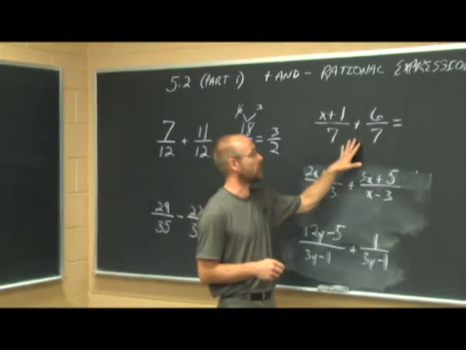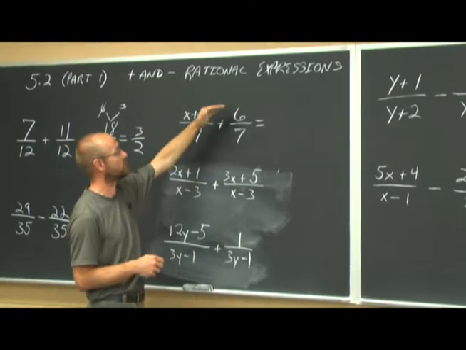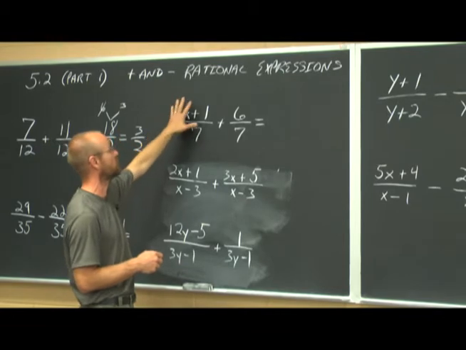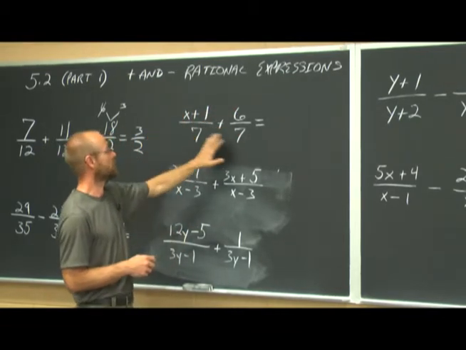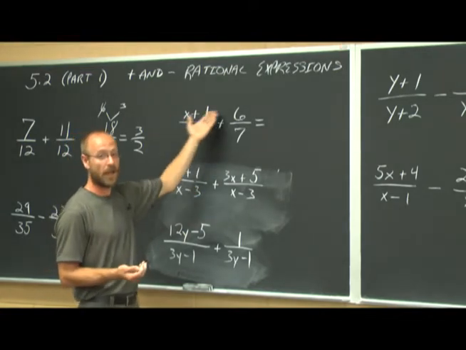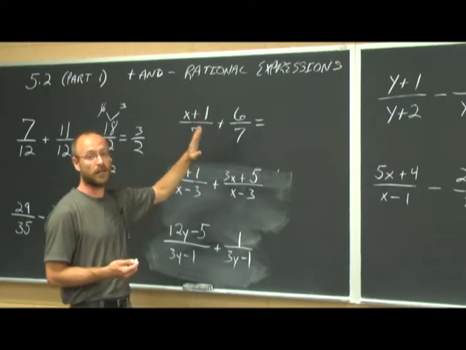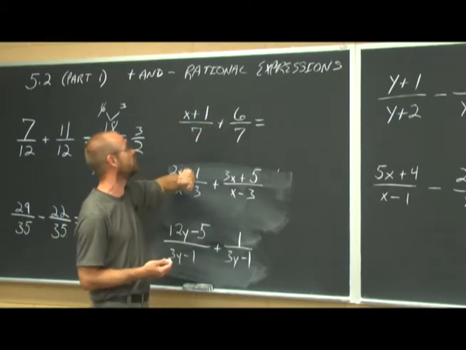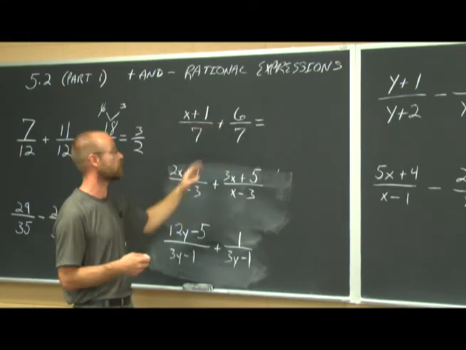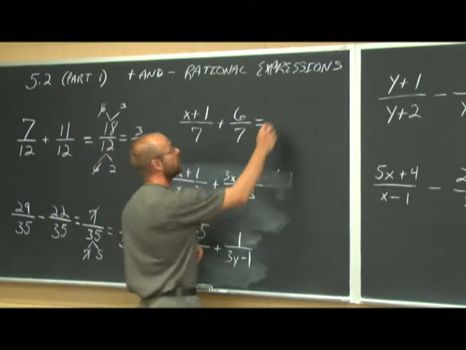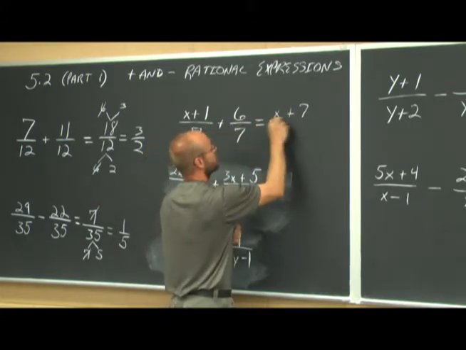Let's look at this first example here. We have x plus 1 divided by 7 plus 6 divided by 7. Or we can say (x plus 1)/7 plus 6/7. Because the denominators are the same, we can add our rational expressions. Well, adding rational expressions is merely combining like terms. So if I'm adding these two numerators, I'm going to combine like terms. We can see 1 and 6 are just numbers. They're like terms. There's only this one x term. So I have x plus 1 plus 6, which is x plus 7.